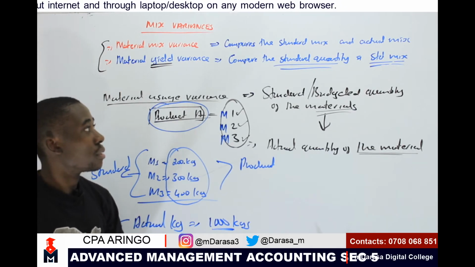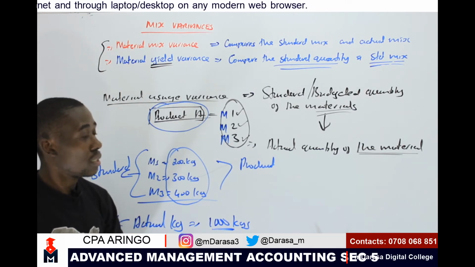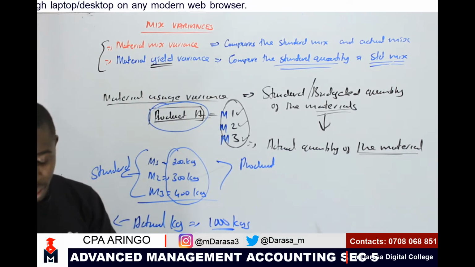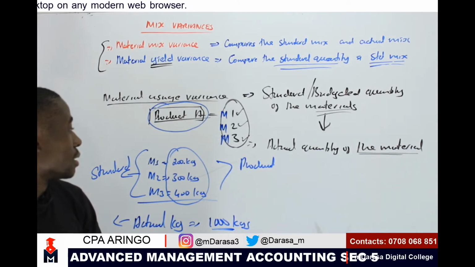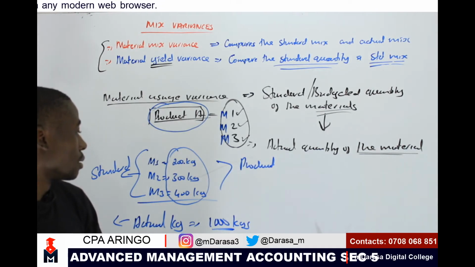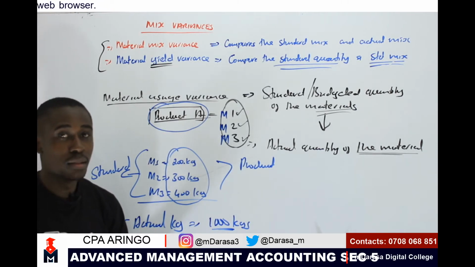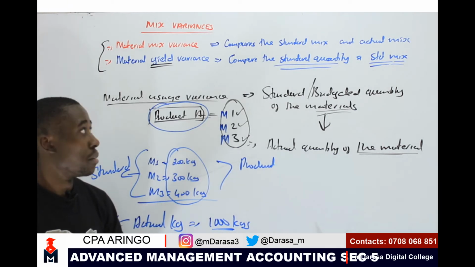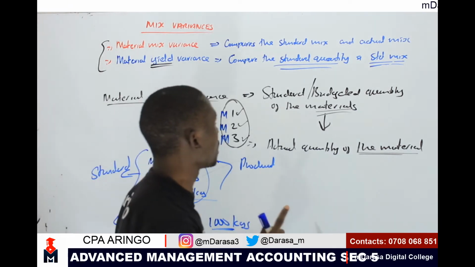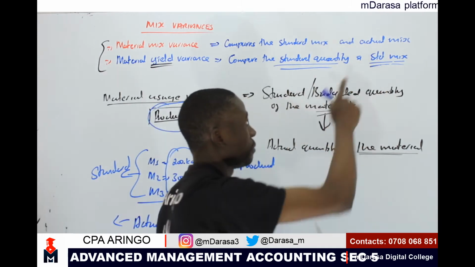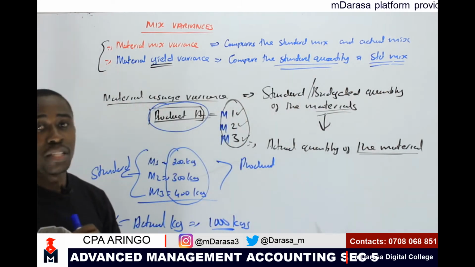My understanding is that the statement should read, variance compares the standard quantity and the actual mix, not the standard mix. The standard quantity is what will now result in the standard mix. And now we are trying to compare that standard mix versus that which we actually used in the actual mix. Remember at this point, there is a very big difference between the standard quantity and the standard mix.